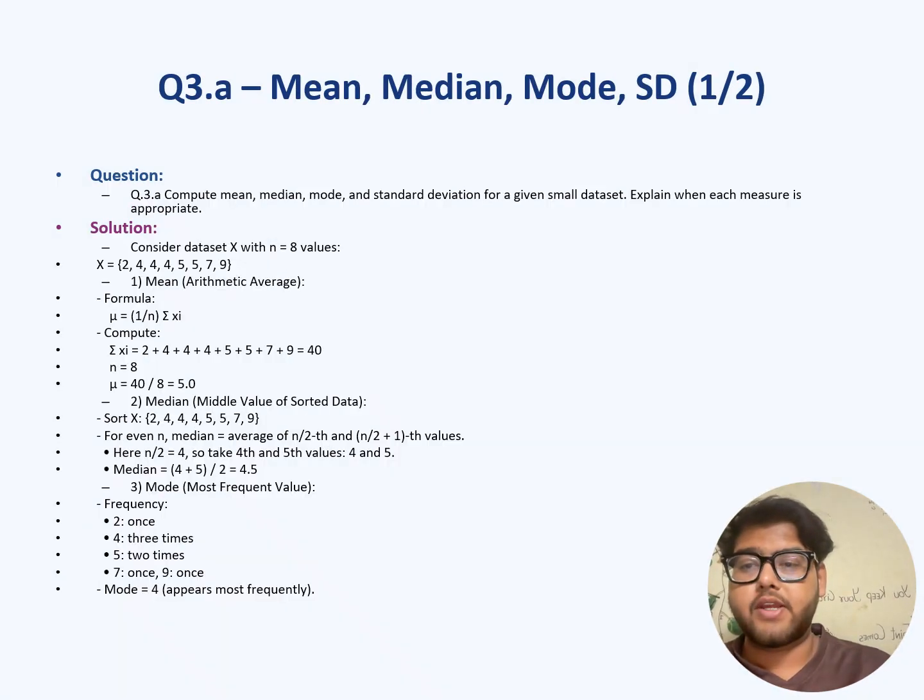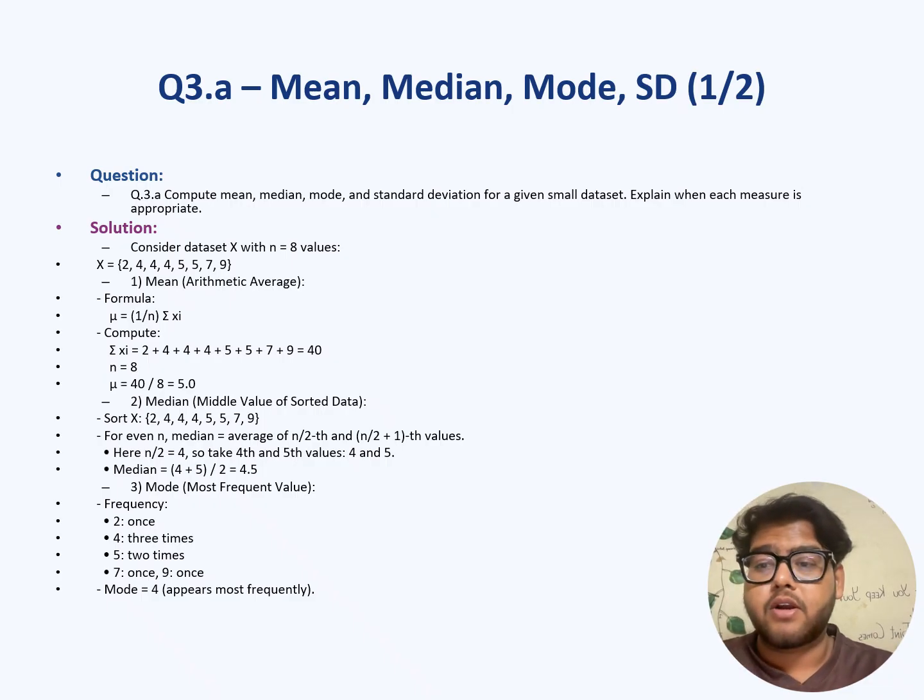So question number 3 is to compute mean, median, mode and standard deviation for a given small data set, and explain when each measure is appropriate. Consider data set X with n equal to 8 values: X is equal to 2, 4, 4, 4, 5, 5, 7, 9.